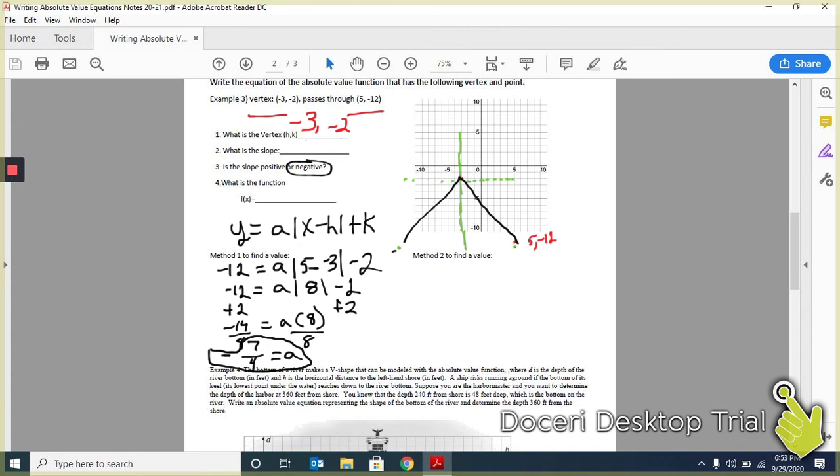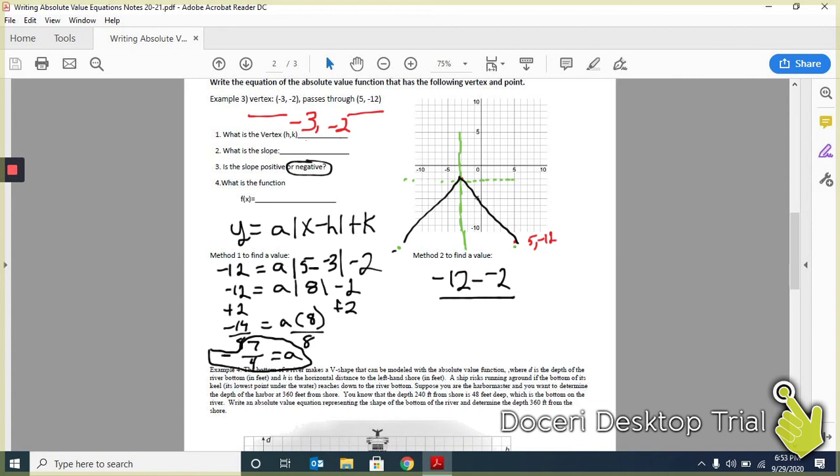Method 2 is to use my points again the same way, but use the slope formula instead. So then I could do something to the effect of negative 12 minus negative 2 all over 5 minus negative 3. I'm trying to see if I did something wrong right now because I'm trying to pay attention to what I'm doing. 5 plus 3 is 8, negative 12, add 2, add 2. Oh yeah, apparently I cannot add.